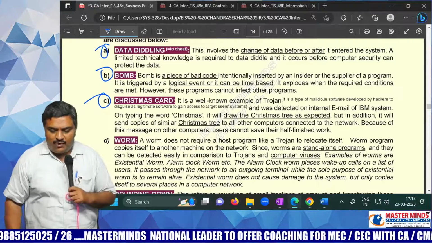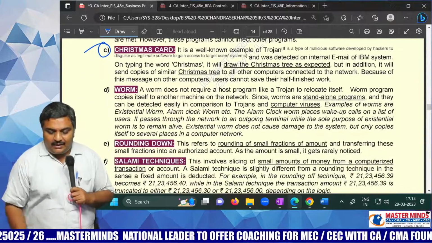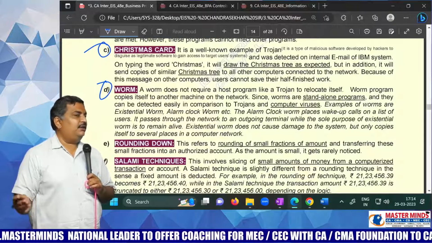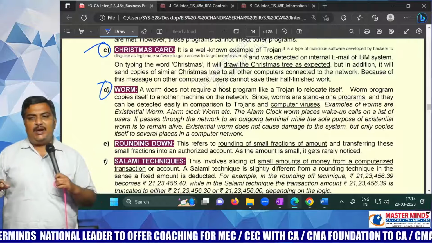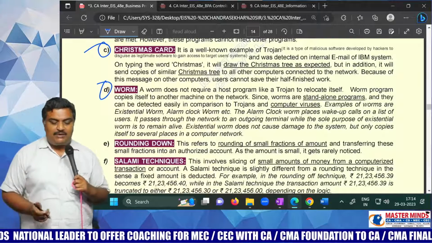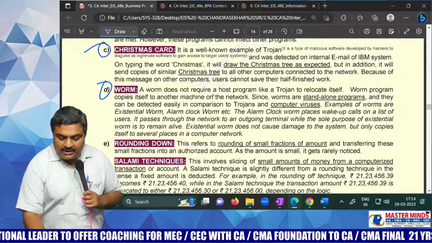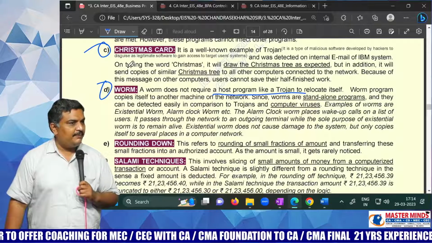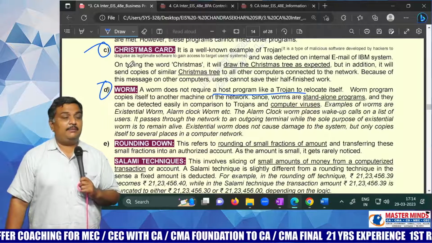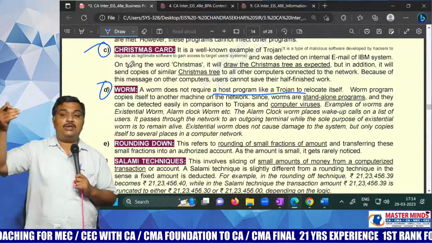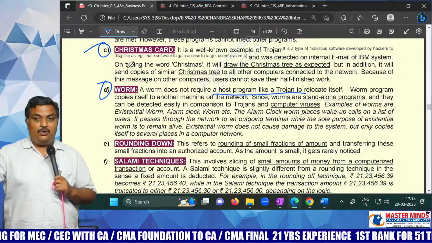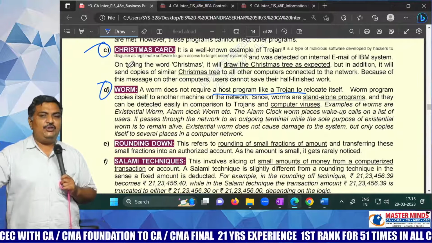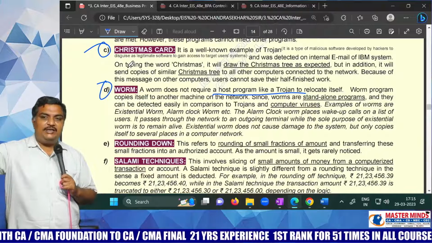Worm. What is a worm? A worm is not a virus, but you can think it works like a virus, it will disturb your system. But what is the speciality of the worm? It doesn't require a host program like a Trojan. You know what a Trojan horse is? Whenever you download some apps from the Play Store, there may be some Trojan horses inside them. That's why every day in tech news you get: today Play Store deleted these apps.